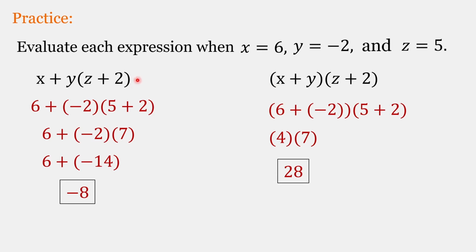Notice the difference between these two expressions. In the first case, we have x plus y times the quantity z plus 2. Only one set of parentheses enclosing z plus 2. Only y is multiplied to z plus 2. For the second expression, x plus y is enclosed within a set of parentheses. So it's x plus y that is multiplied to z plus 2. And that one extra set of parentheses matters. We do get a different answer.